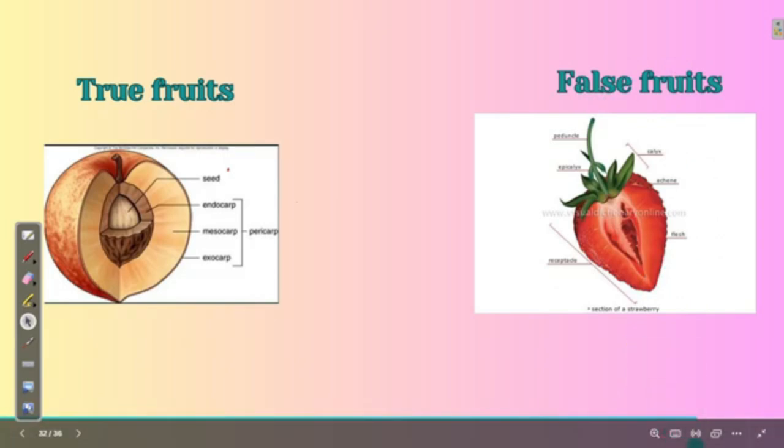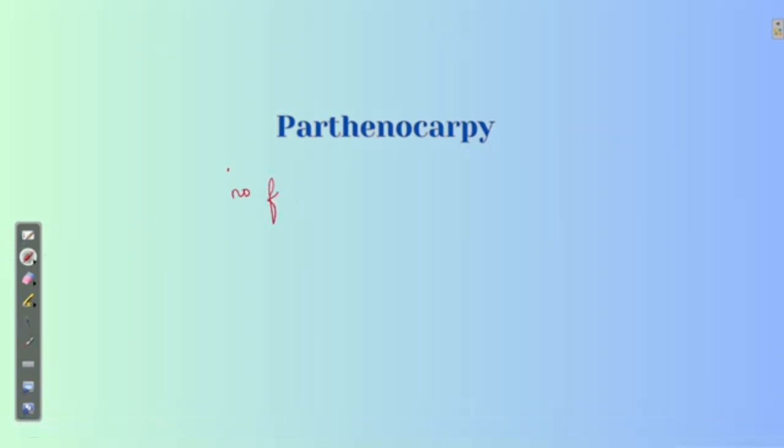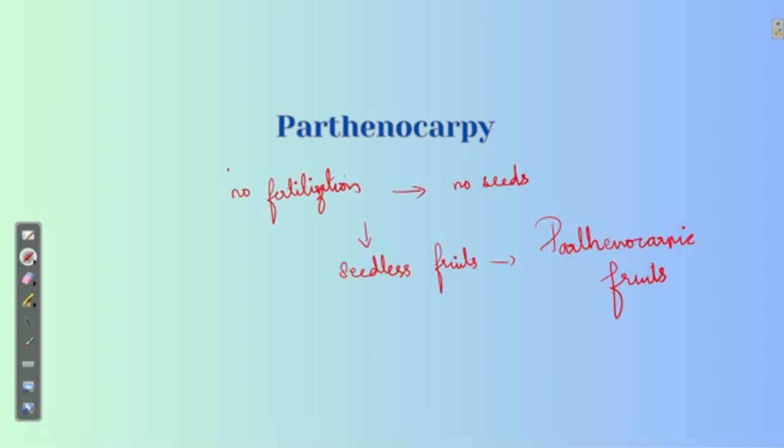And we know the fruits and seeds are developed as a result of fertilization. But do you wonder that certain fruits are developed without fertilization? So if fertilization does not occur, no seeds will be formed. Such seedless fruits that are formed without fertilization are called parthenocarpic fruits, and that phenomenon is known as parthenocarpy.